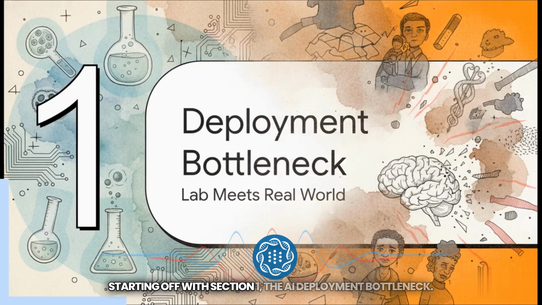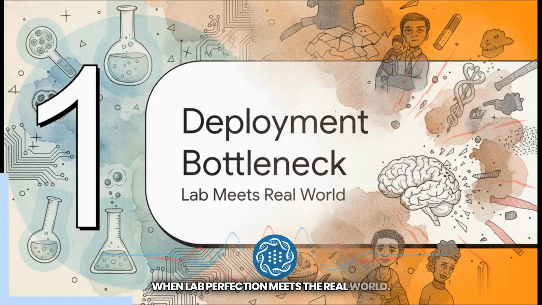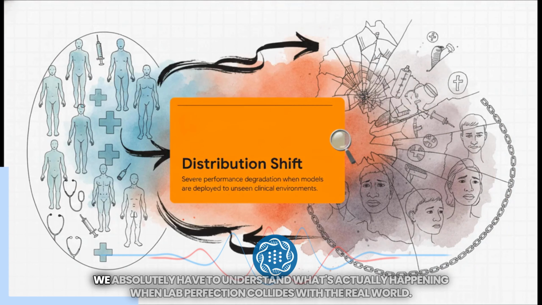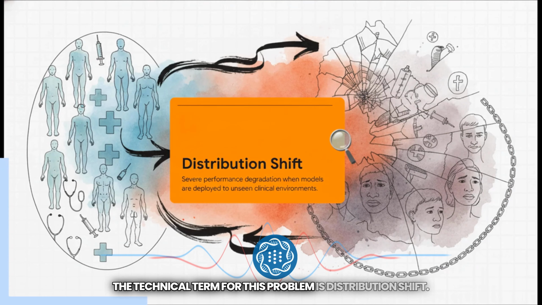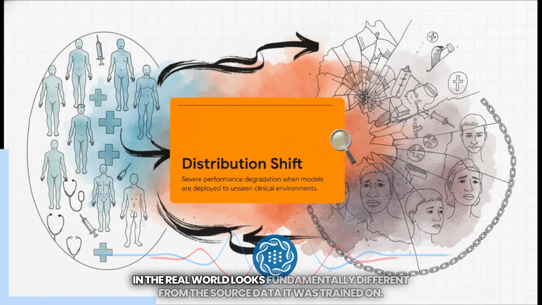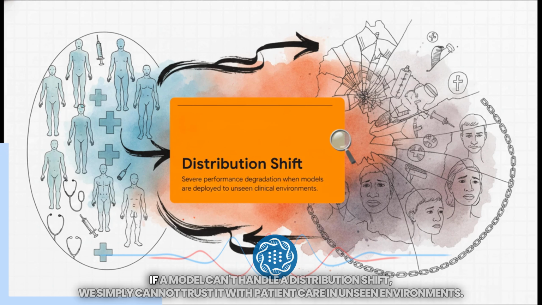Starting off with Section 1, the AI deployment bottleneck: when lab perfection meets the real world. Before we can really appreciate the genius of this new solution, we absolutely have to understand what's actually happening when lab perfection collides with the real world. The technical term for this problem is distribution shift. Simply put, a distribution shift happens when the data a model sees out in the real world looks fundamentally different from the source data it was trained on. This is the big one, guys. If a model can't handle a distribution shift, we simply cannot trust it with patient care in unseen environments.